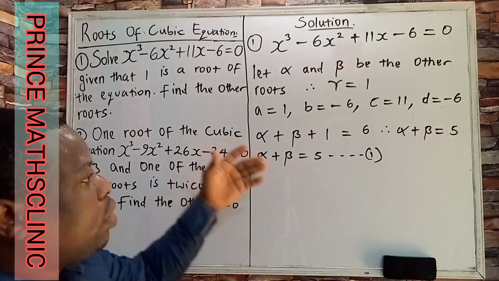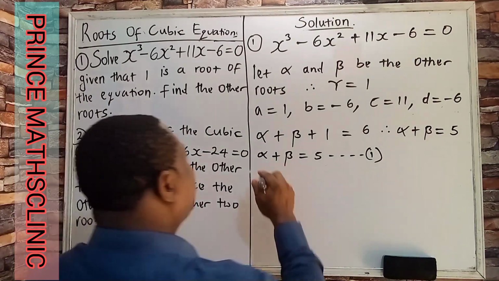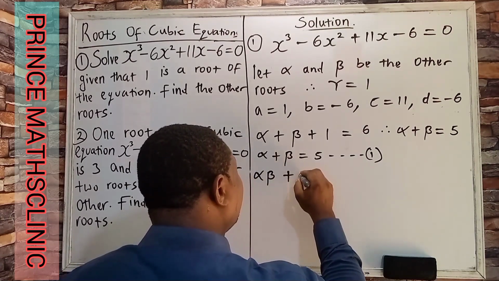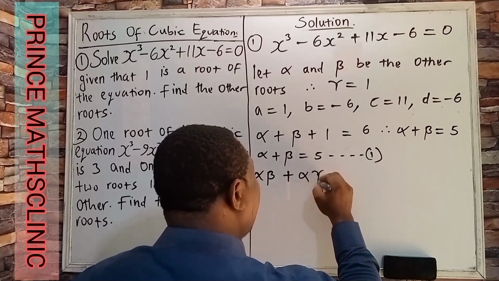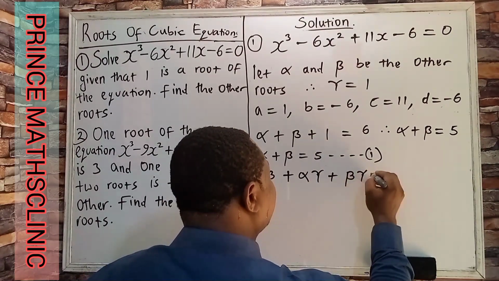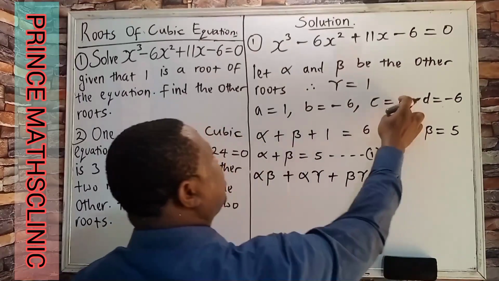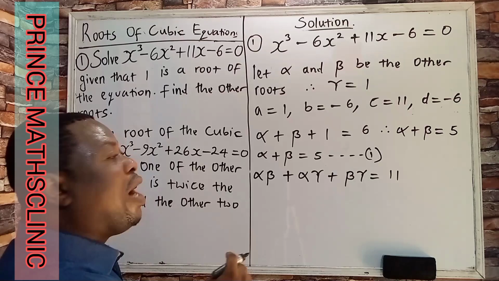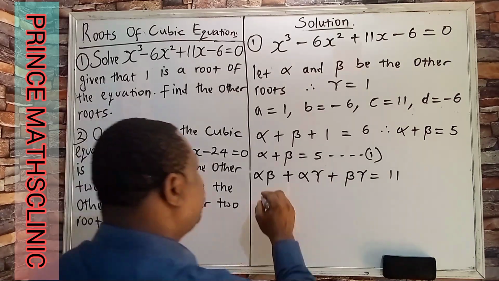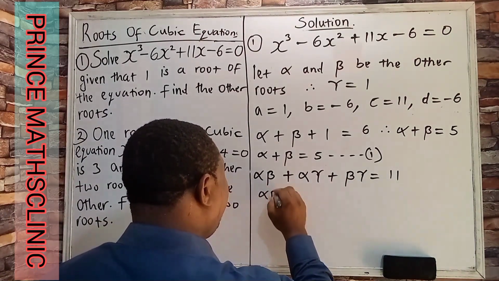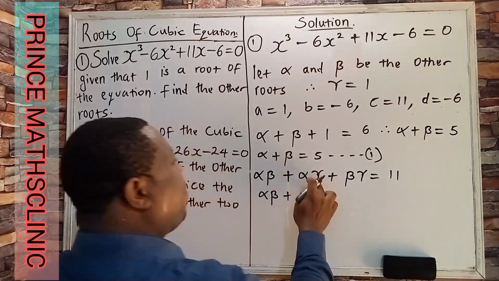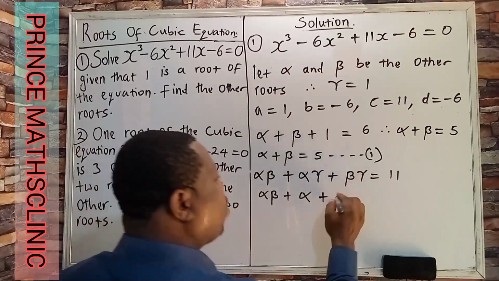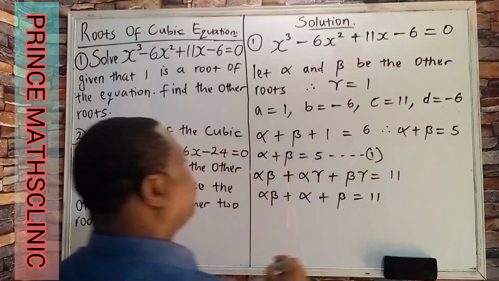Then, we also know that alpha times beta plus alpha times gamma plus beta times gamma is c over a. Our c is 11 and a is 1, so 11 over 1 is still 11. Let us put in the value for gamma in this equation. We have alpha beta plus alpha gamma. Since gamma is 1, it becomes alpha times 1, which is alpha. Then beta times 1 turns to beta, equal to 11.